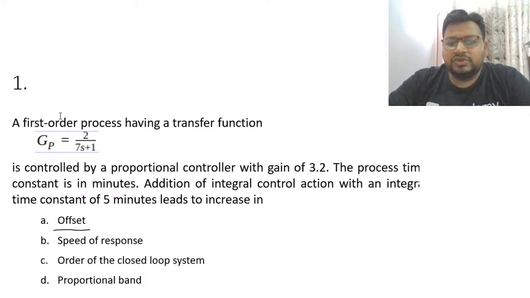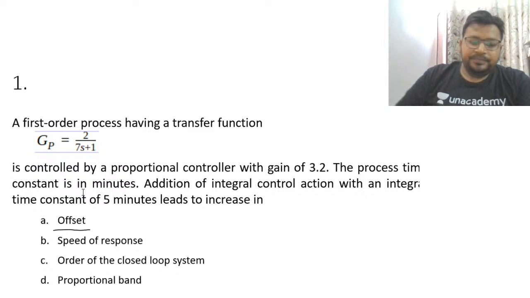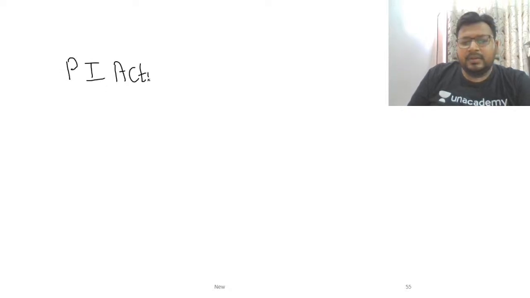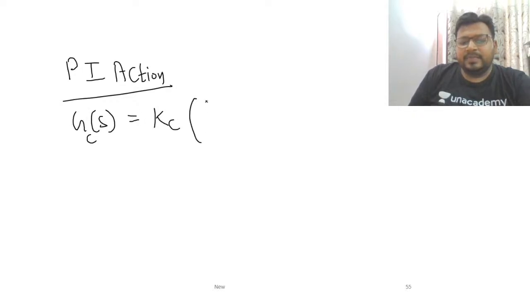So it's a very simple question: a first order process is being controlled with proportional action. Now what happens if I add the I action with it? There has to be some change. Those who don't know about the I action, let me tell you that for the PI action, the transfer function looks like this: Kc into 1 plus 1 upon tau_I s.